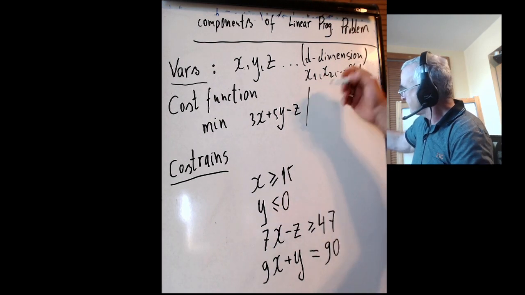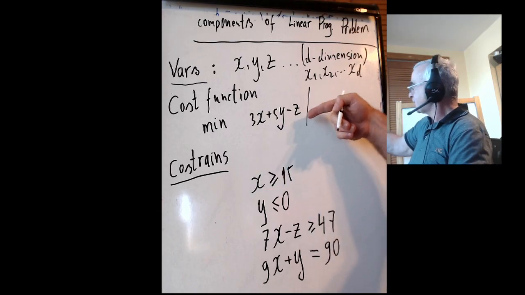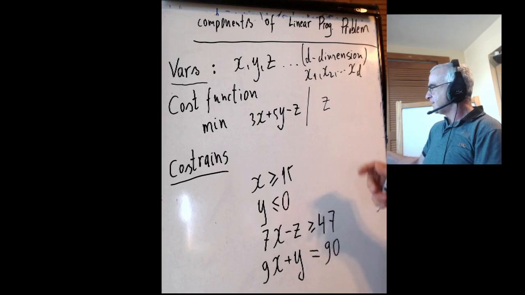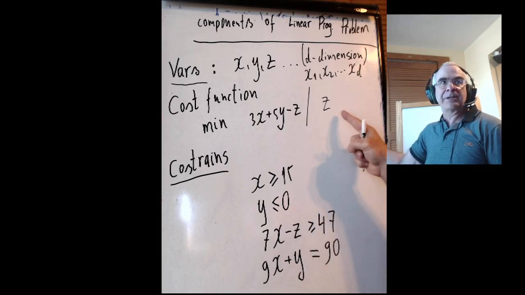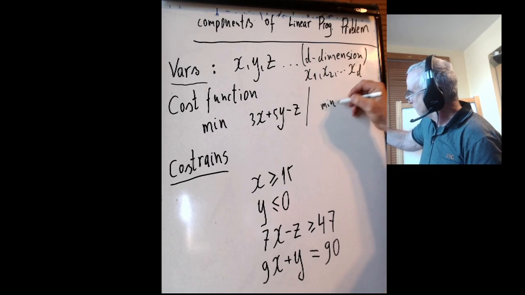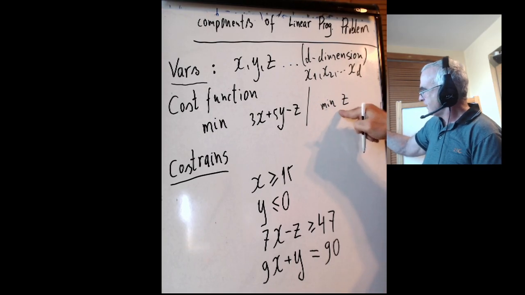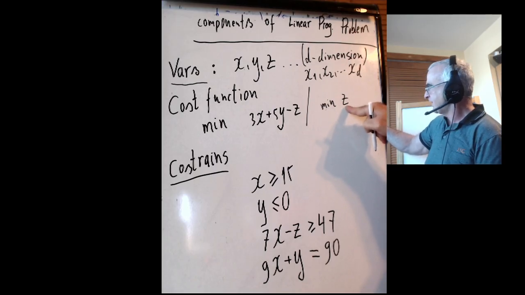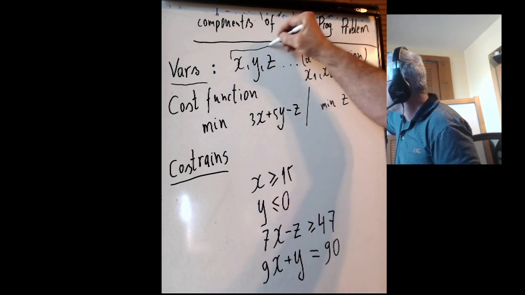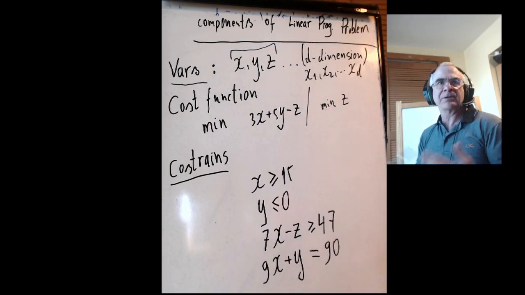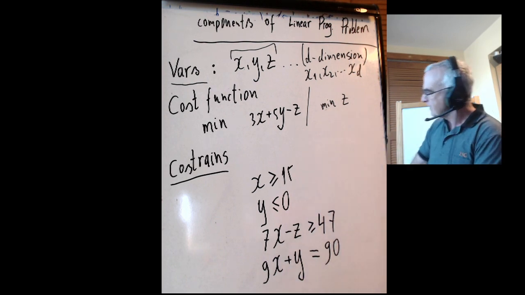In other cases, you find it quite convenient to pick only one of the variables, say just to minimize z. It doesn't make the problem one-dimensional if I just have to minimize z. It still might be in 3 dimensions because I have 3 variables, x, y, and z, with an interesting relationship between them. But the only thing that I care for in the cost is the z value itself.